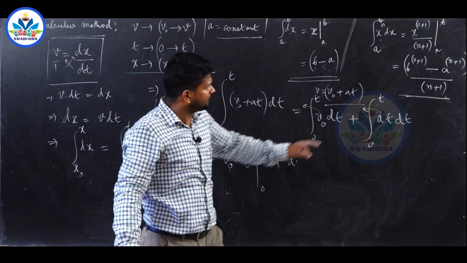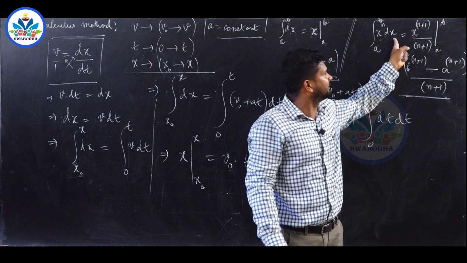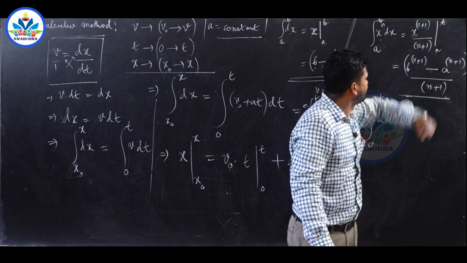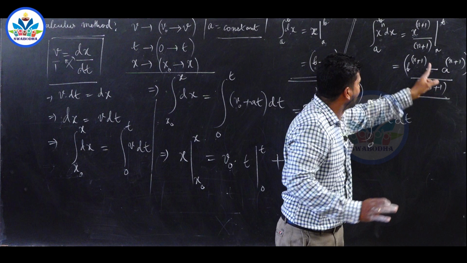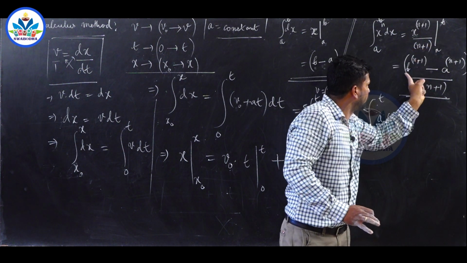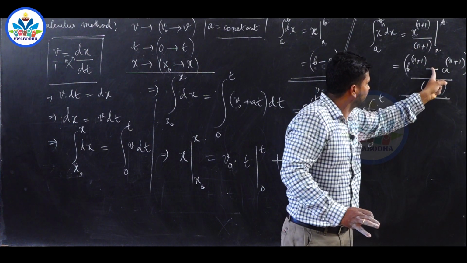Let me repeat. Integration of x power n dx is x power n plus 1 divided by n plus 1 between the limits a to b. So you substitute the values, 1 over n plus 1 is there, it does not contain x, only give values for x equal to b, that is b power n plus 1 minus x equal to a power n plus 1. This is the minus formula.